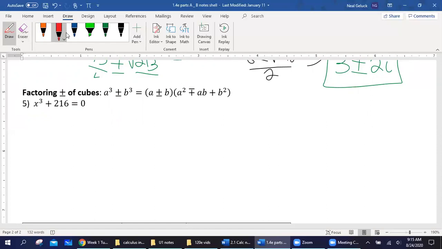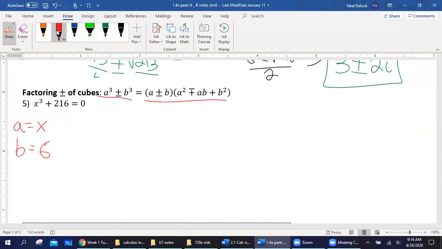If it helps to go with your parent formula or your shell of this, the a for this problem would be x. The b for this problem is the cube root of 216, which is a nice number. It's 6. 6 times another 6 is 216. So now that I've got that, I'm going to use my general form here.